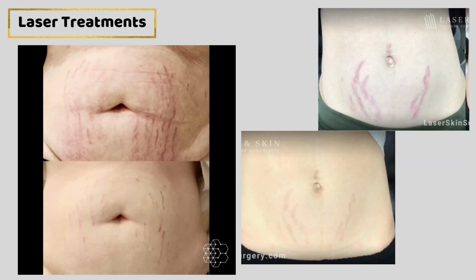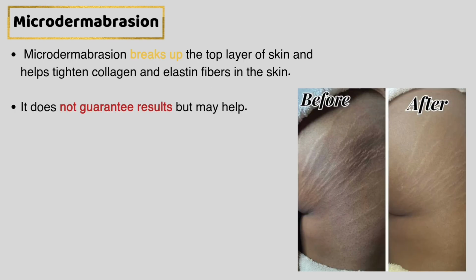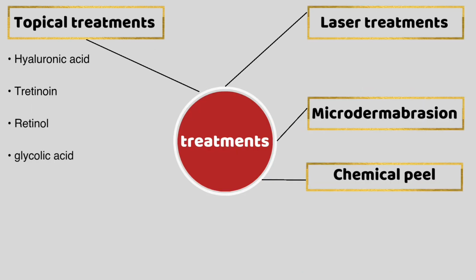Laser treatments. Microdermabrasion. Microdermabrasion breaks up the top layer of skin and helps tighten collagen and elastin fibers in the skin. It does not guarantee results but may help. Chemical peel, and other procedures that dermatologists perform.